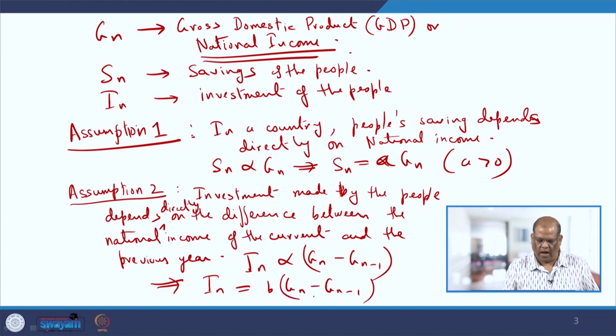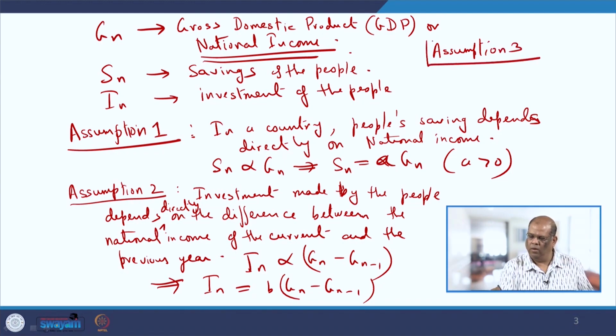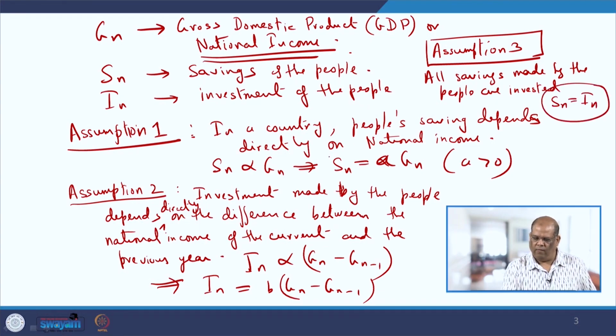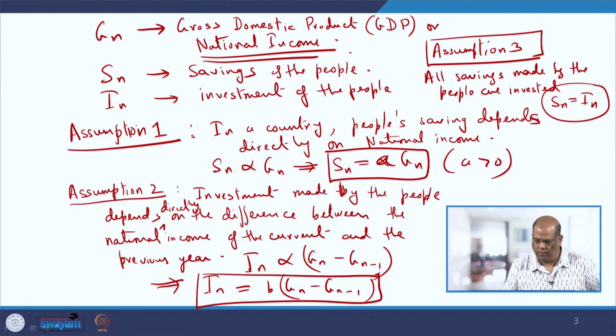And finally, assumption 3. All savings made by the people are invested, which means that Sn is equal to In. So, we have these three assumptions of the Harrod model. Now, let us see what it tells about the national income.